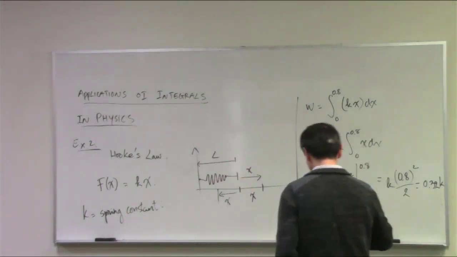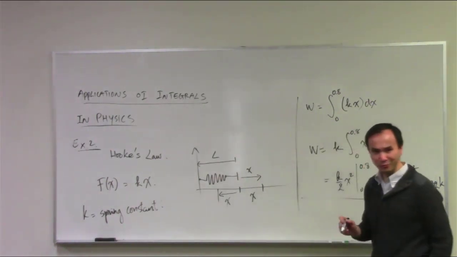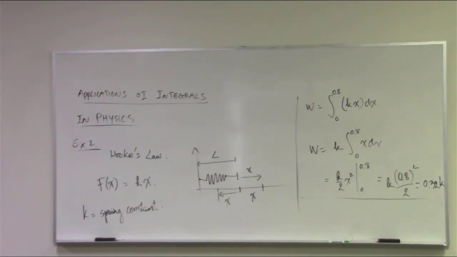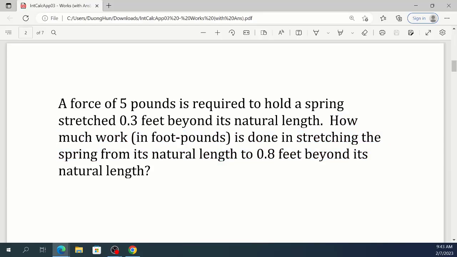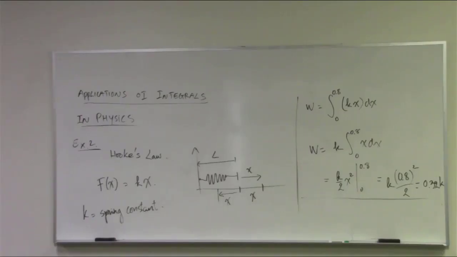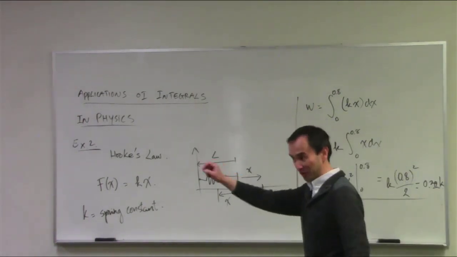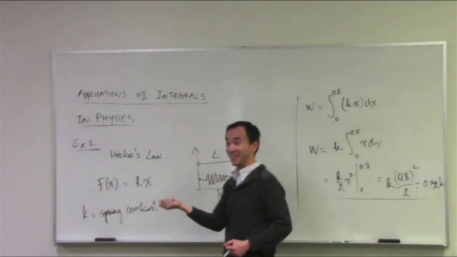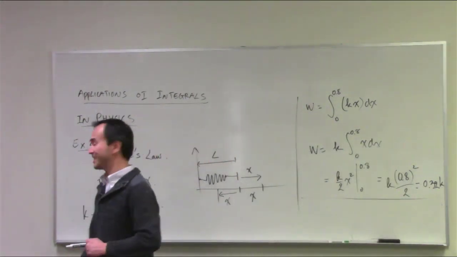So now here's the thing. We dive back into the problem and identify some more information. The problem says a force of 5 pounds is required to hold a spring stretched 0.3 feet beyond its natural length. That's valuable information, and that's actually how it's done. In a physics lab, they have a device to measure how much force is needed.